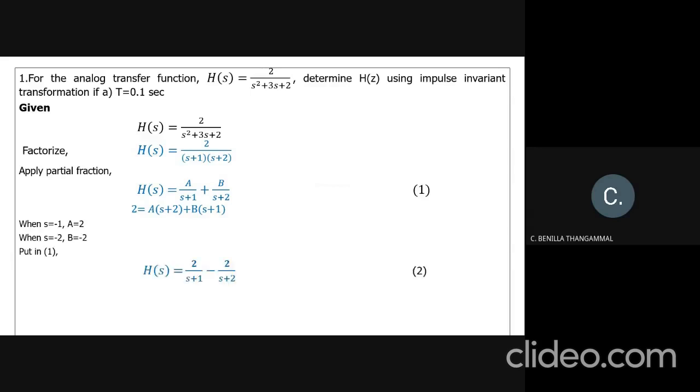If I replace it, I'll get H of s as 2 divided by s plus 1 minus 2 divided by s plus 2. Then by impulse invariance, this will fit into 1 divided by s plus p, and here also 1 divided by s plus p. So 2 divided by 1 minus e power minus T z power minus 1, minus 2 divided by 1 minus e power minus 2T z power minus 1. Here they ask you to substitute T as 0.1. Suppose they didn't mention anything about T, the T value will be 1 second. So replace T as 1 second.